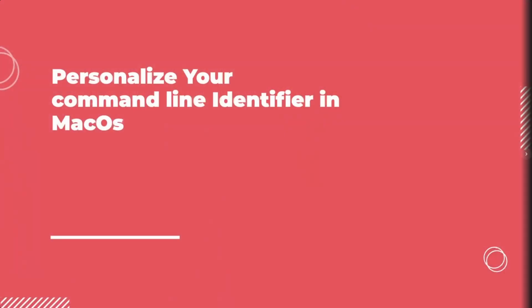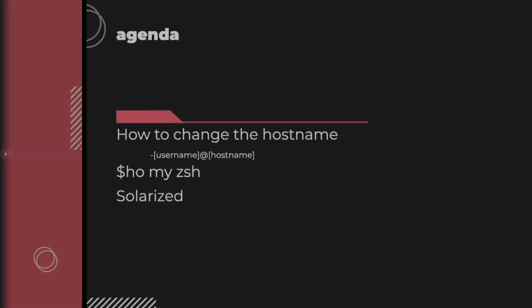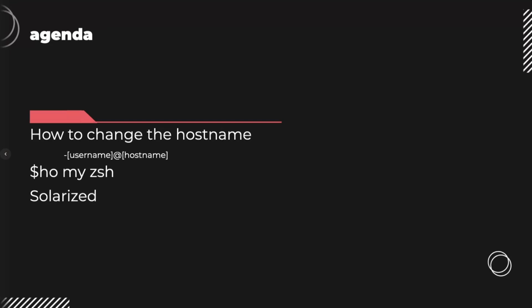Okay, the first one is to personalize the command line identifier. What do we need for this one? The agenda is to teach you how to change the host name, and then we will install Oh My Zsh. This is a theme manager that we can use to personalize it. And the last step is to download and set up Solarized in the terminal. Okay, let's go to that.